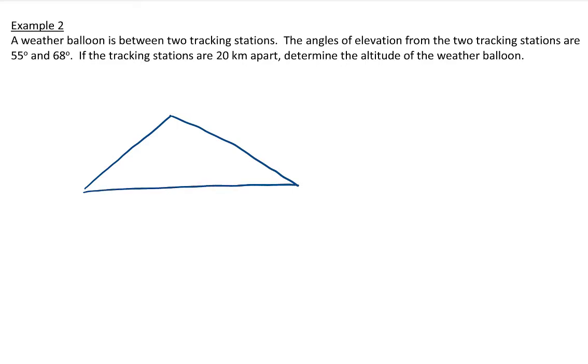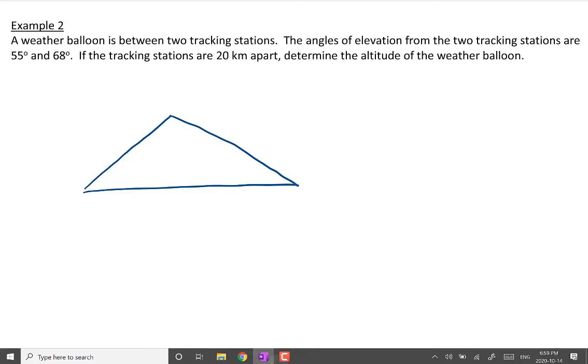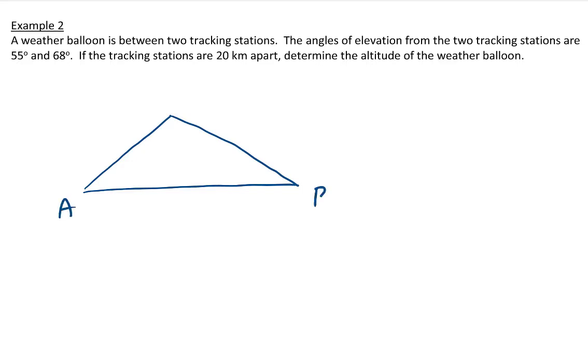So you have two tracking stations. So let's call them A and B. The angle of elevation from one tracking station is 55 degrees to the weather balloon. Let's draw a balloon here. And the second tracking station has an angle of elevation, so the angle that it sees the balloon at from the horizontal is 68 degrees. And we know the tracking stations are 20 kilometers apart.